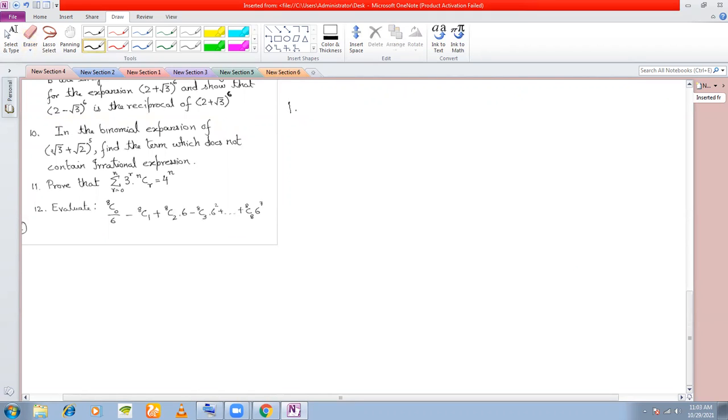Number 10 here states that in the binomial expansion of (cube root of 3 plus root 2) to the power of 5, find the term which does not contain the irrational expression. So what is the given expression? Cube root of 3 plus root 2, whole to the power of 5. Okay, so let's expand this binomial.